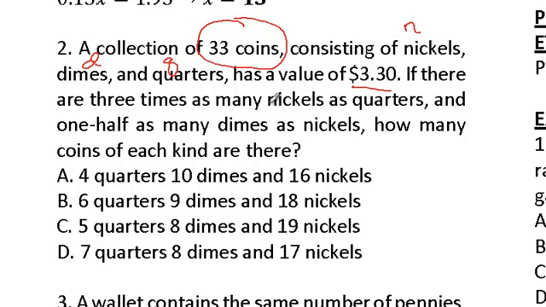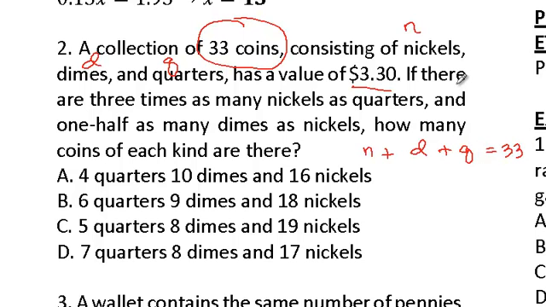So of course we need to establish three equations, right? The number of unknowns is the number of equations that you need to establish. The very first equation is from the collection of 33 coins, so we have N plus D plus Q equal to 33. Okay, so that's good.